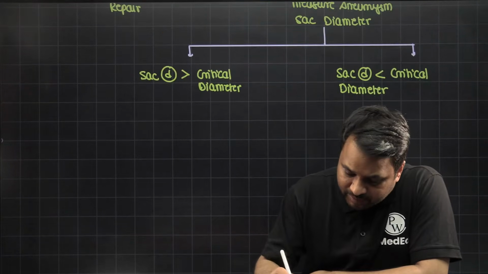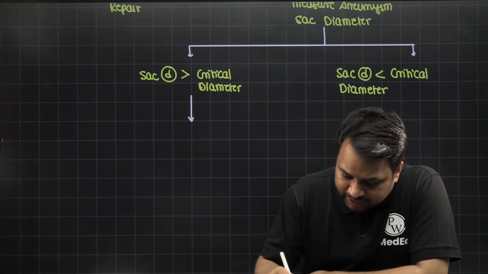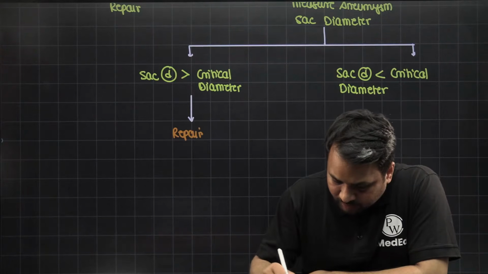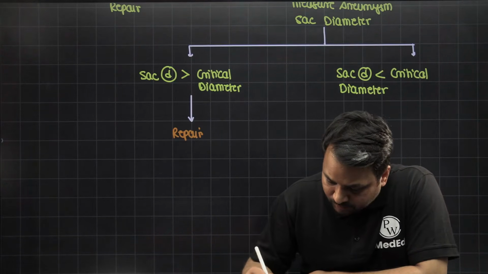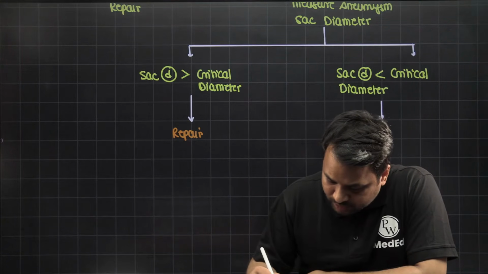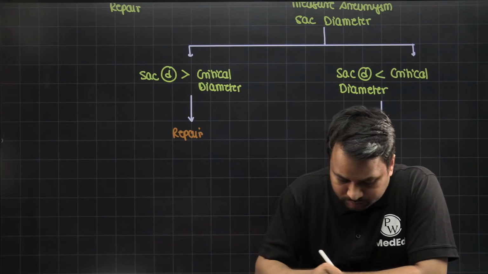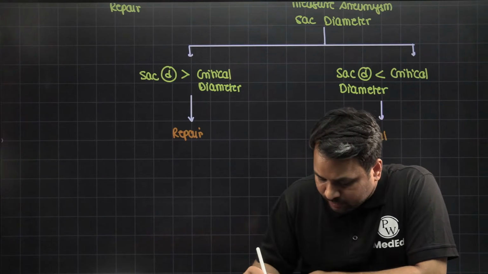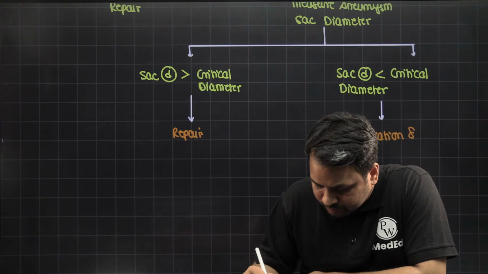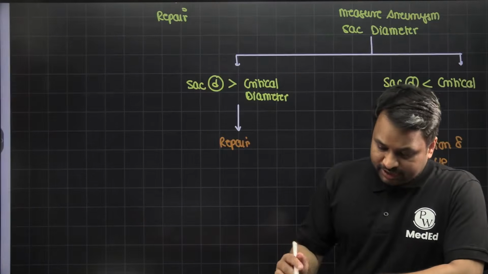If the sac's diameter is more than the critical diameter, then you will take the patient for repair. But if it is less than the critical diameter, then you will go ahead with observation and follow-up. Now, what is this critical diameter?